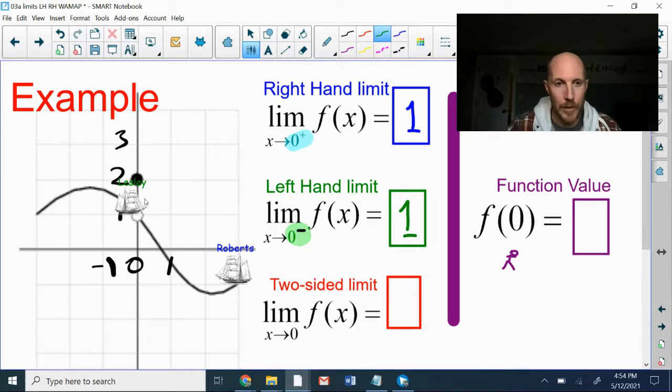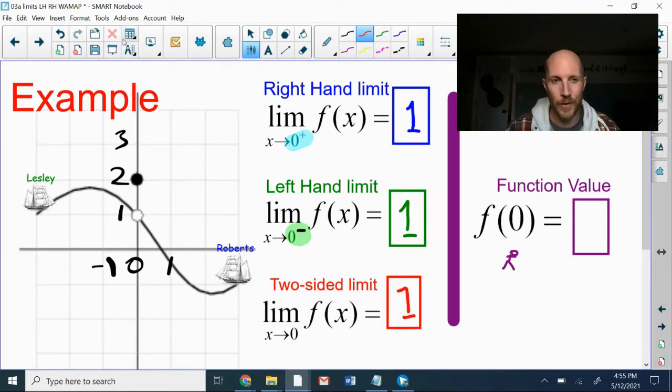The two-sided limit, I don't think I mentioned this before, but in the notation, the only way you can tell that it's a two-sided limit is that there is not a little plus or minus up there in the exponent spot on the 0. It just says 0. So that's the two-sided limit notation. And in this case, we can look at our previous answers. They're both the same, and so that means that there is a two-sided limit. It equals 1.